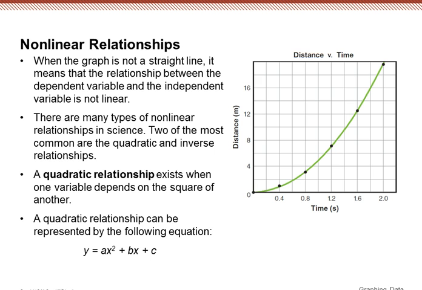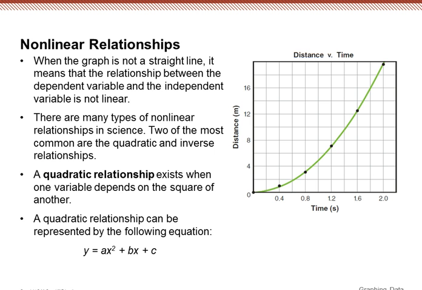Well, let's say our graph has a relationship that isn't linear. It's not a line. Then it means the relationship between the dependent and the independent variable is nonlinear. So there's a host of different relationships that it could be. We're going to look at two other types of relationships.